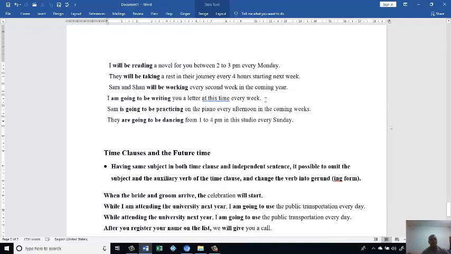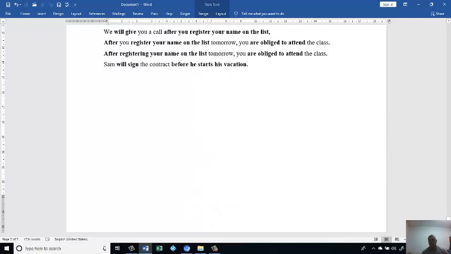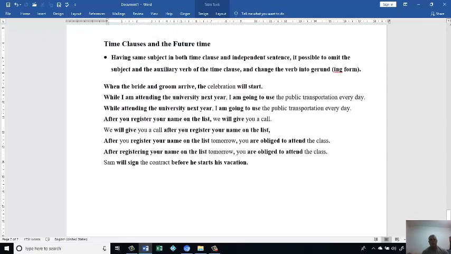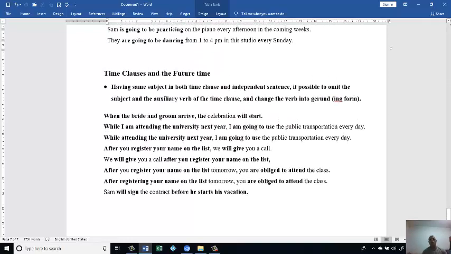starting maybe from tomorrow. Sam is going to be practicing on the piano every afternoon in the coming weeks. They are going to be dancing from 1 to 4 p.m. in this studio every Sunday. So we have time clauses when we use it with the future. Then sometimes we make some contraction, make it shorter.